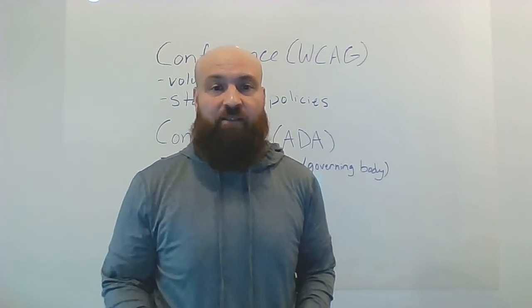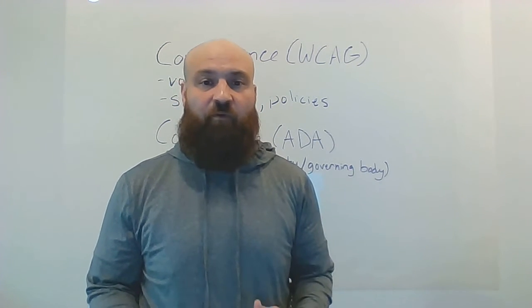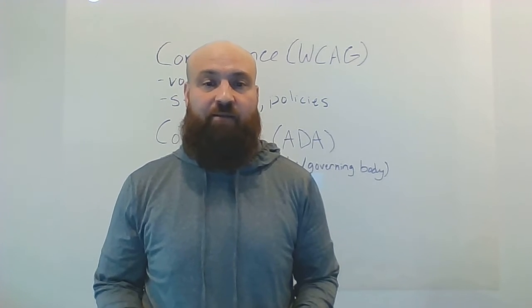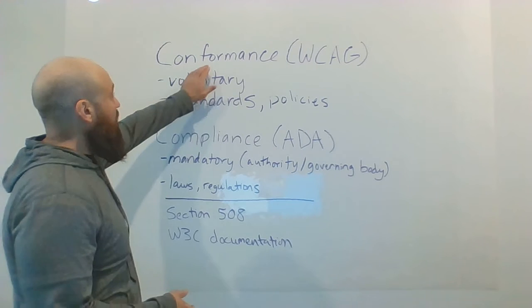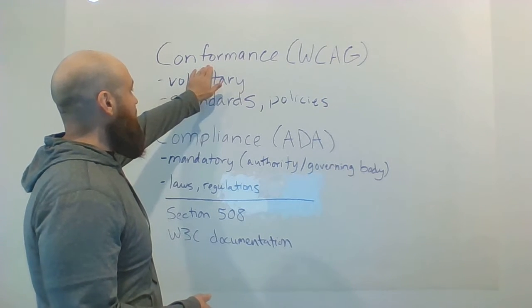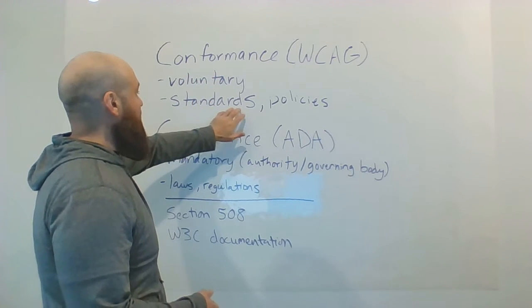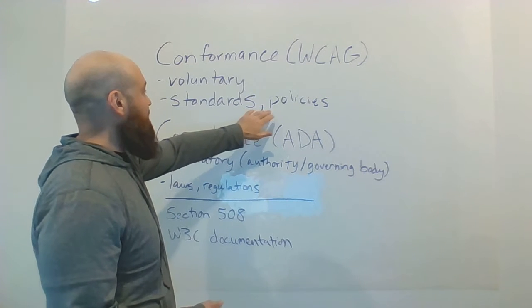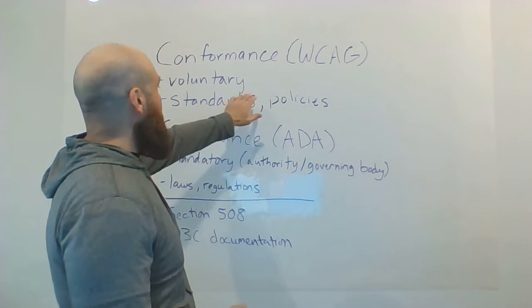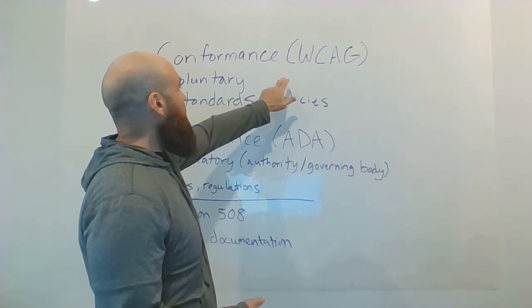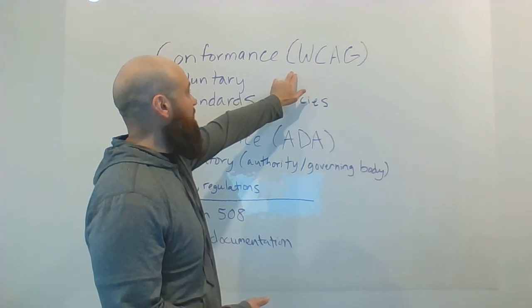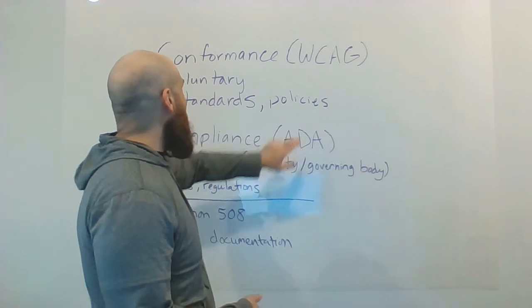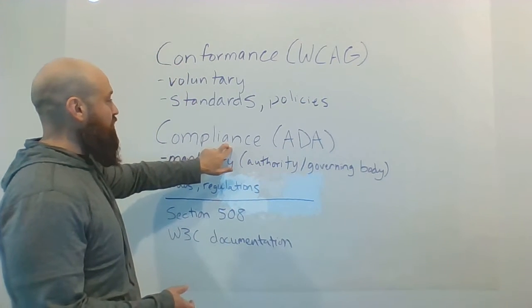Conformance and compliance are often used interchangeably when referring to the Web Content Accessibility Guidelines, but that's actually incorrect usage. Conformance refers to something that is voluntary, and this could be a standard or a policy, from a non-governing body, and so conformance refers to the Web Content Accessibility Guidelines, or WCAG. Compliance refers to the law.